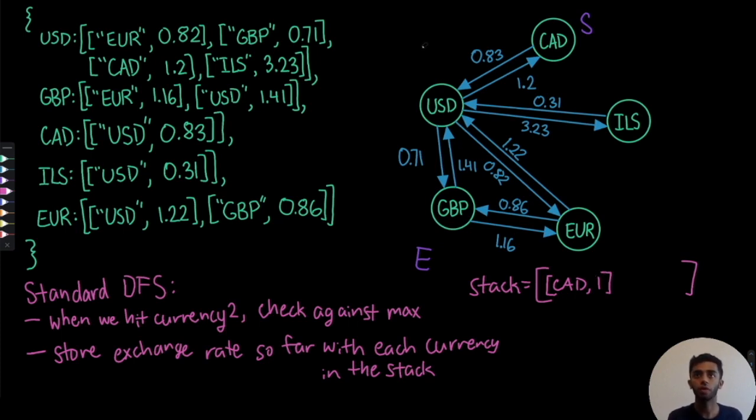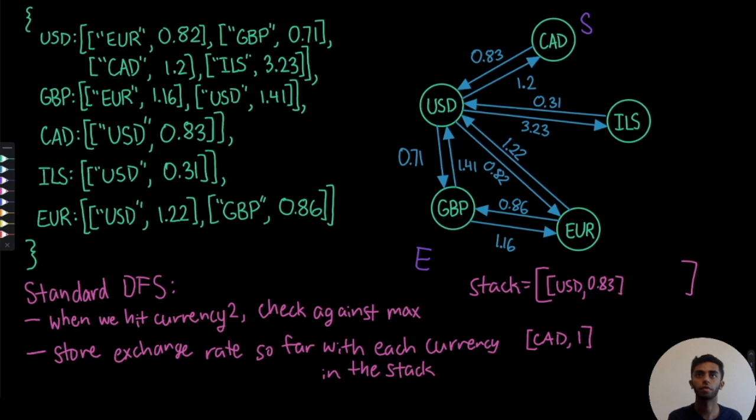Then we remove that currency, and we say, all right, the only path we can follow is to go straight to US dollars. So if we do that, then we multiply by 0.83. What we'll do now is put something on our stack that's going to contain US dollars, and we're going to pass the exchange rate to get from our start currency, which is Canadian dollars, to that current currency, which is US dollars. So that's just going to be 1 times 0.83, which is just 0.83. So we can put this here.